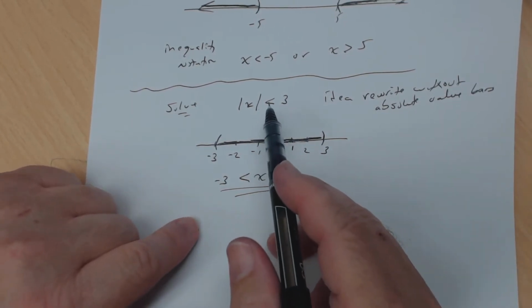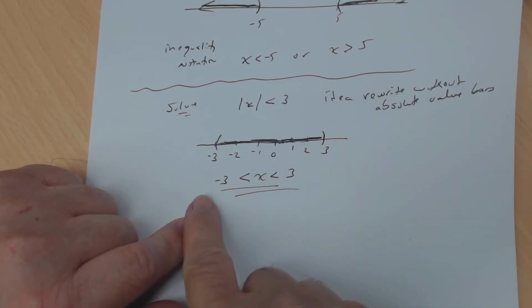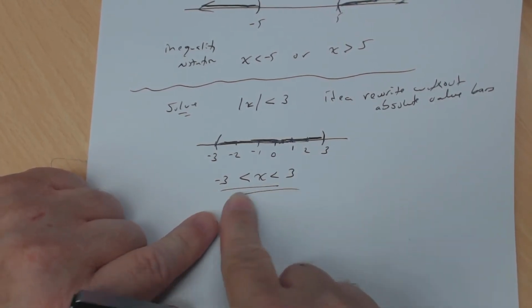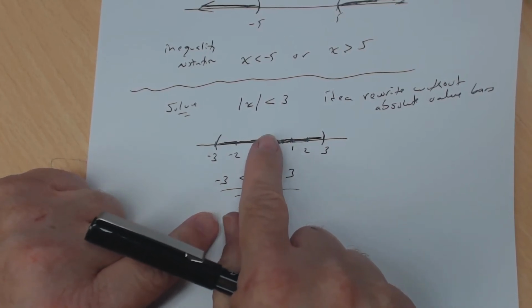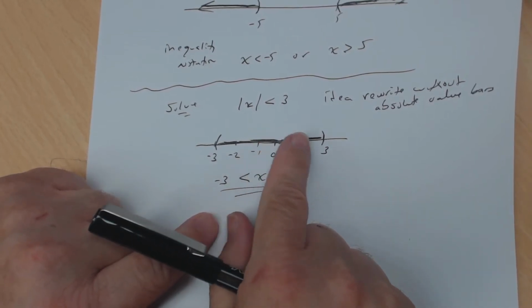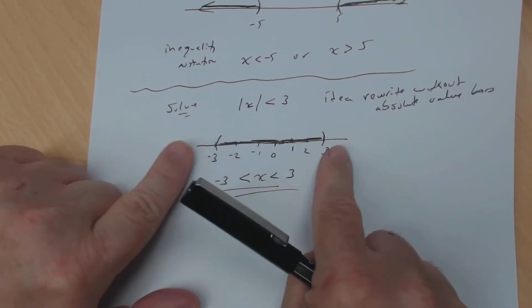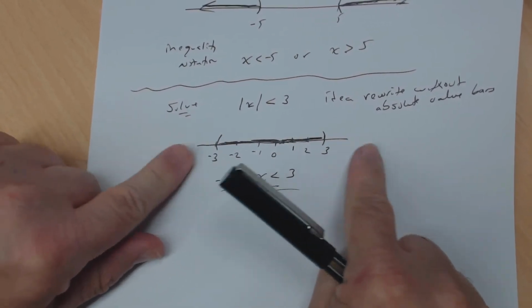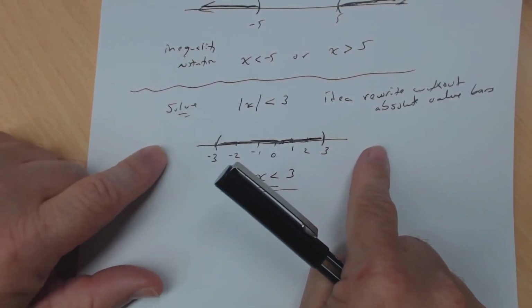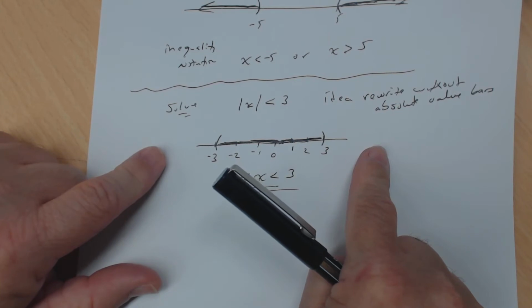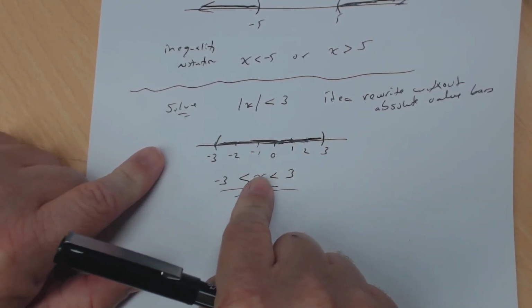So an absolute value less than, you're going to write as one compound statement that looks like this. Because if it's less than, based on what we talked about, the absolute value of x has to be less than 3. Well, the only numbers that work are between negative 3 and 3. If I go beyond those numbers, nothing else works. 5 doesn't work, negative 8 doesn't work, and so on. All right, so absolute value less than looks like this.